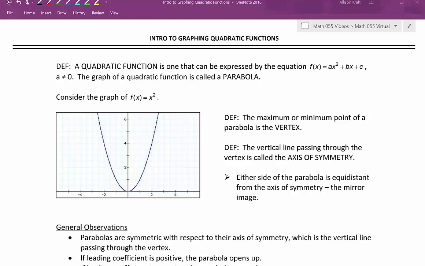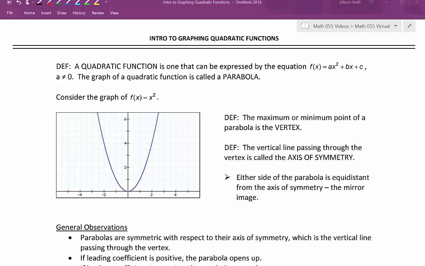This video provides an introduction to graphing quadratic functions. A quadratic function is one that can be expressed by the equation f of x equals ax squared plus bx plus c, where a is not equal to 0. The graph of a quadratic function is called a parabola and has a U shape to it.